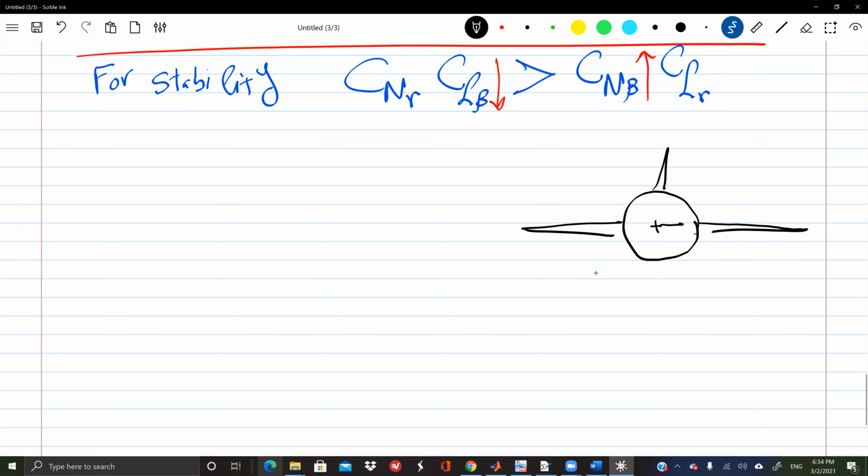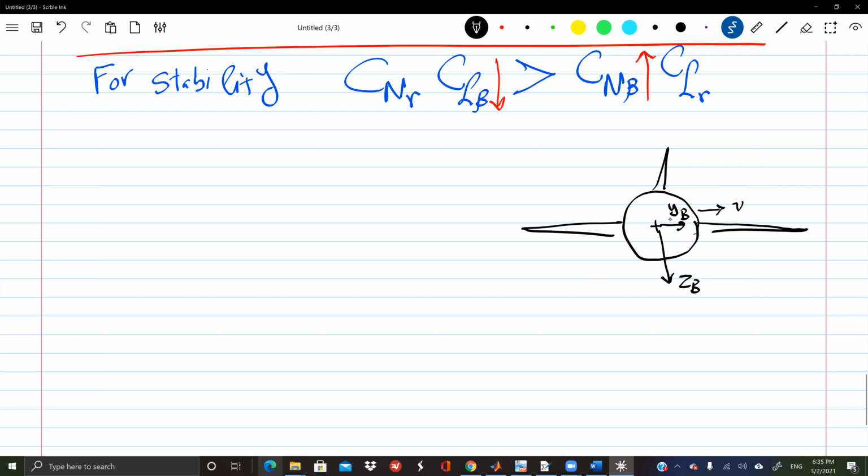So this is my Y body and this is my Z body, which means that the airplane is moving into the page. The airplane is side slipping in the positive direction, which is to the right. If the airplane is slipping to the right, can you tell me, please, what is the stability requirement for this airplane to be stable and for this side slip to die out, to be opposed?